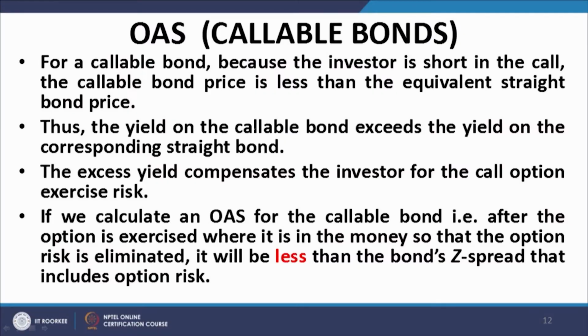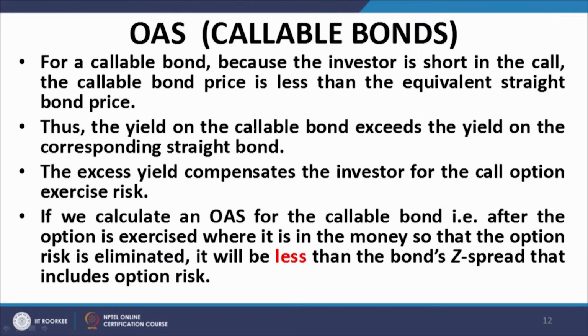So, for a callable bond, because the investor is short in the call, the callable bond price is less than the equivalent straight bond price. Now, let me repeat here, the issuer has retained a right to call back the bonds. That privilege or prerogative that the issuer has retained in terms of the offer document means that the investor will be short in the call, the investor will call for a premium on that, and as a result the net cost that the investor will pay for buying that bond would be lower than the cost of buying a corresponding straight bond.